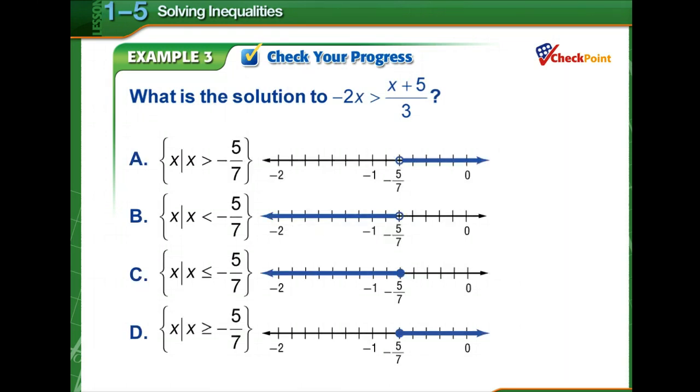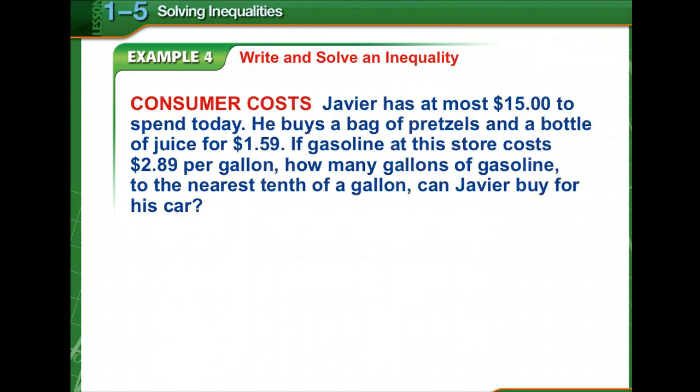Time to check your progress, so pause the video as you work the problem. Awesome. Our answer in set builder notation, x such that x is less than -5/7. So on our number line, we graph -5/7 with an open circle, and it's everything less than -5/7. Now let's look at more of a real-world example. So pause for a moment and read the problem, and then restart the video when you're ready to go on.